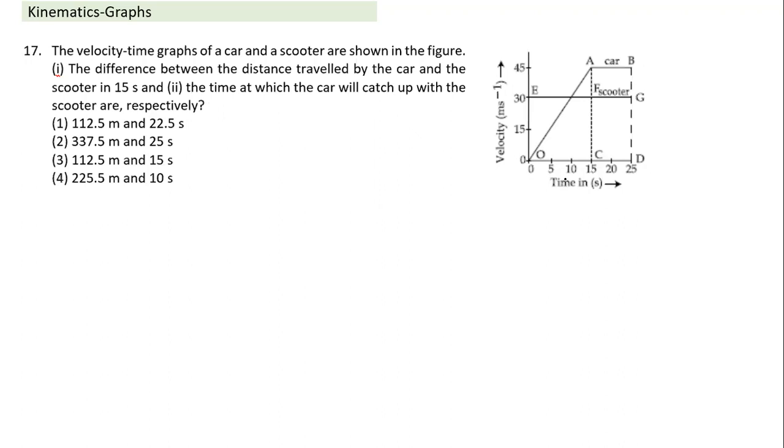Area under the velocity-time graph is equal to distance traveled, and slope is equal to... sorry, what will slope indicate? Slope will indicate acceleration. So this is the figure given, a velocity-time graph of a car. One is given for the car.